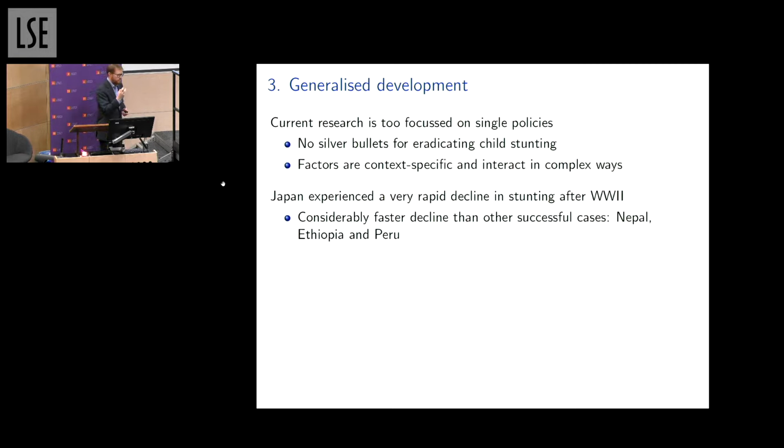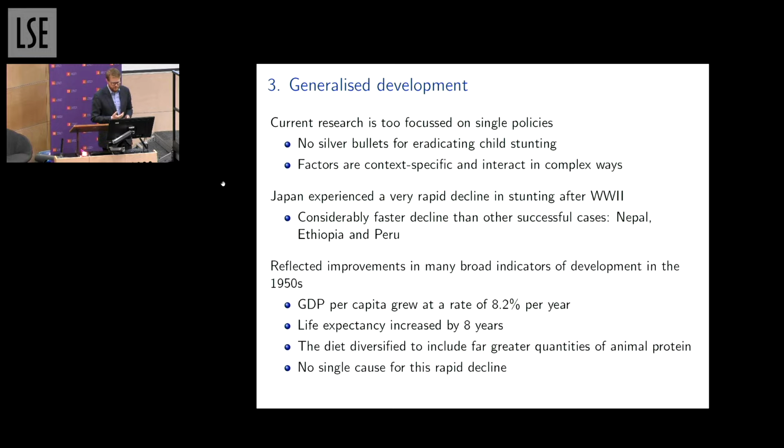And if we think about Japan as an example of this, we can see that, right? So Japan experienced a very, very rapid decline in child stunting after World War II. The most rapid decline, except for North Korea, which you can decide whether you would believe that data or not. But very, very rapid decline. It's faster than Nepal, Ethiopia, and Peru, which are often held up as being like the countries that have done very, very well at eradicating stunting.